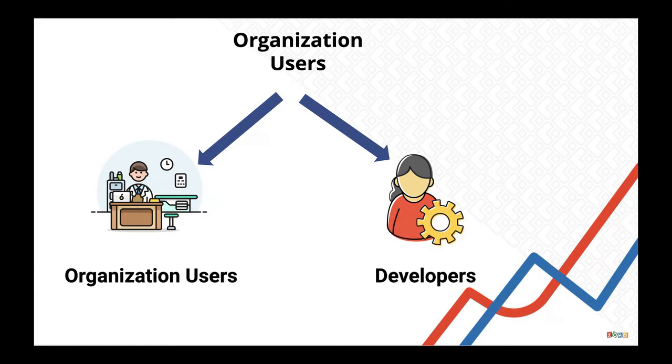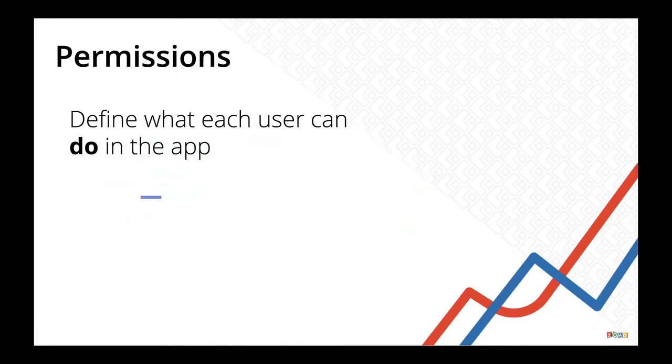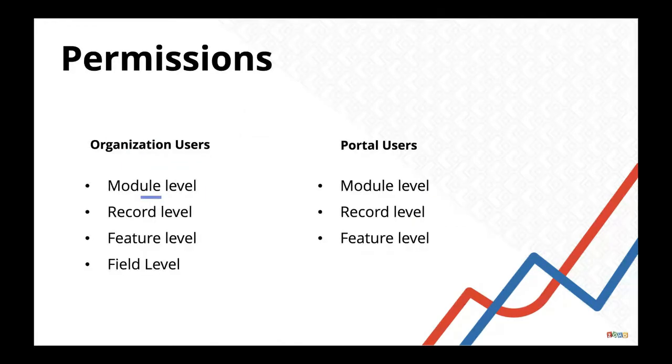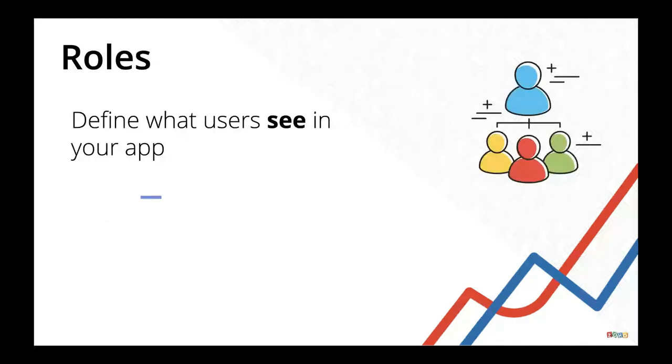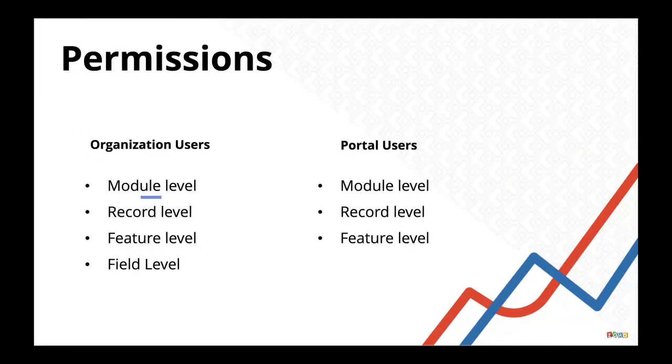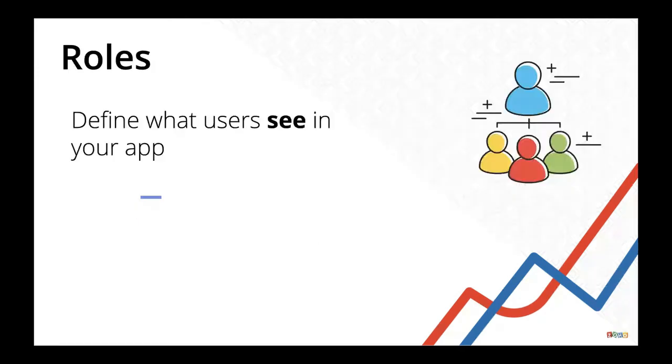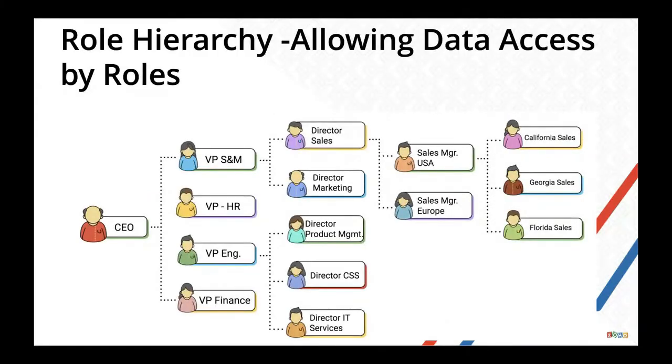And so we'll be taking a look at permissions. So we have permission sets at the module level, record level, feature level, field level, and we also have permission sets for module level, record level, and feature level for customer portal users as well. Okay, so we also take a look at roles and role hierarchy.